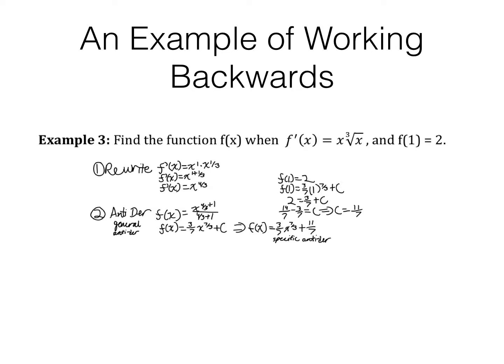Then we use that to find the general antiderivative, f of x, using the power rule: x to the 4/3 plus 1 over 4/3 plus 1, which simplifies to 3/7 x to the 7/3 plus c. Since we know f of 1, if we plug that in we get the constant, so f of x equals 3/7 x to the 7/3 plus 11/7. And that's our specific antiderivative.